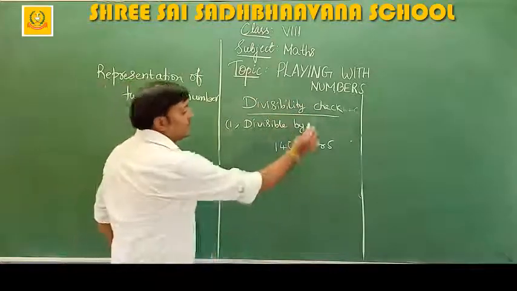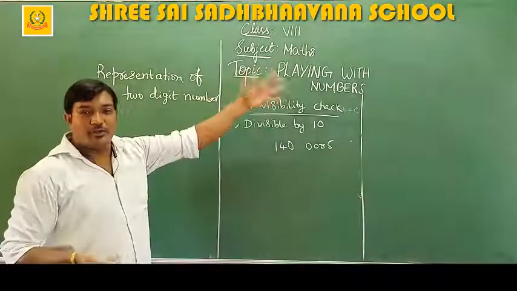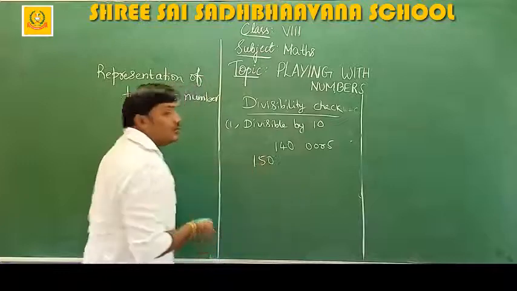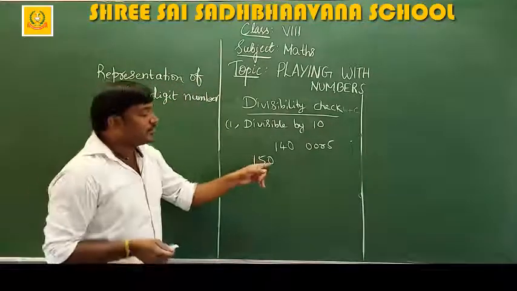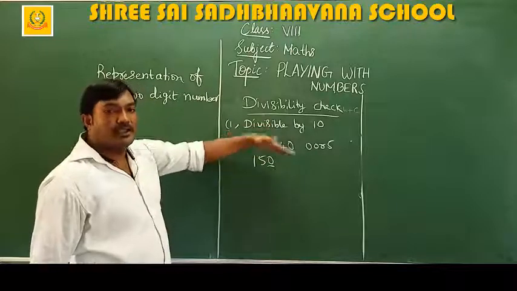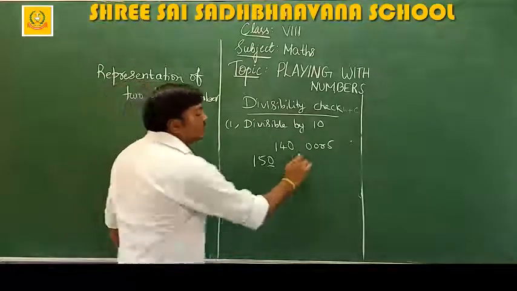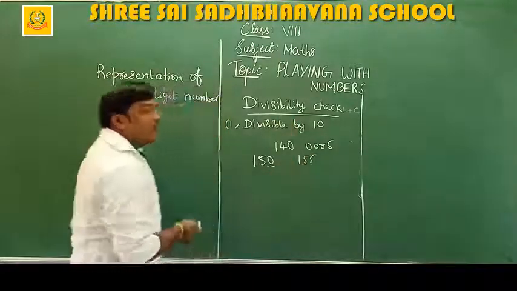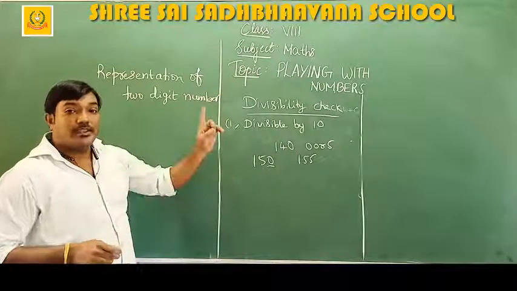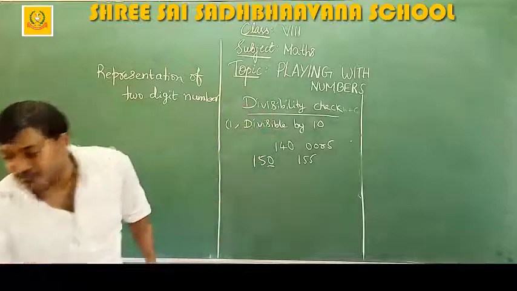And then let me check divisibility by 10. How do you check whether a given number is divisible by 10? Just take any number, 150. If the last digit is 0, then the given number is divisible by 10. Remember, it should be a 0. If it is 5, for example 155, that number is not divisible by 10. It should be 0. Then only it is divisible by 10.